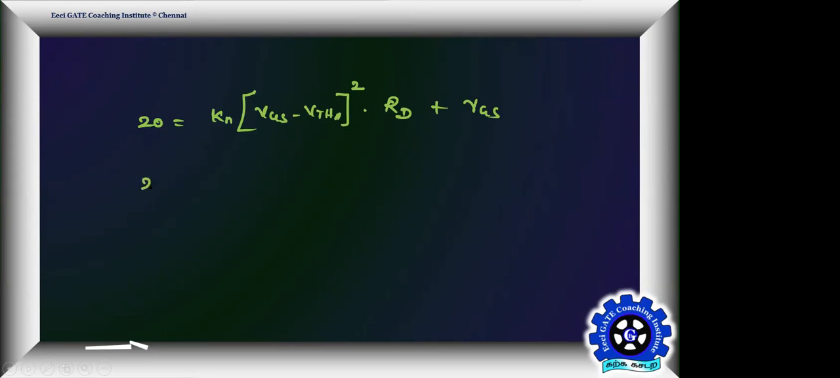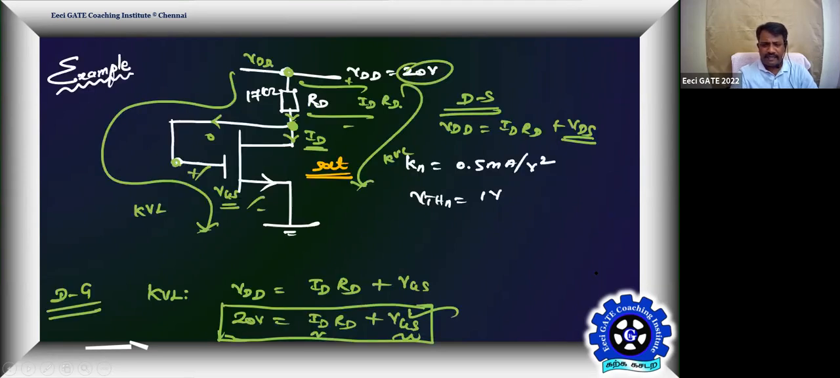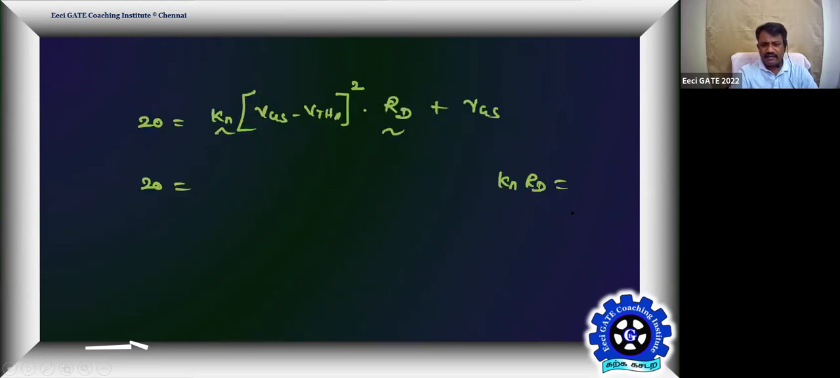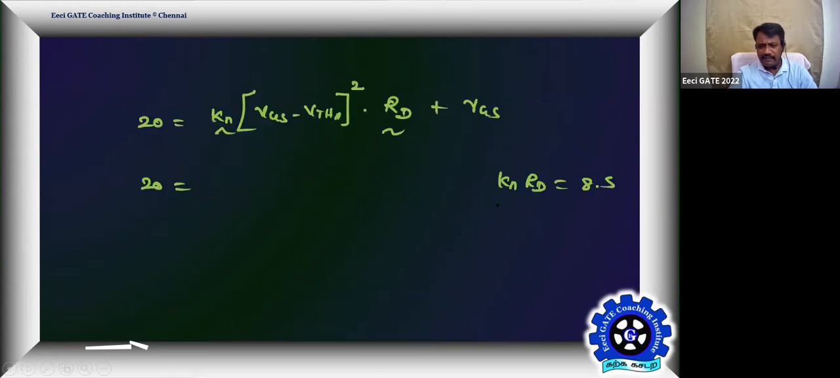Then this 20 is equal to what is Kn into RD? What is Kn for this case? 0.5 milliamps per volt square. RD is 17. So 17 into 0.5, half of 17. How much? 8.5. Correct? See that milli and kilo will get cancelled. So 17 is in kilo ohm and this is in milli, so milli and kilo will get cancelled. So 17 into 0.5, I'm taking that number as 8.5. Correct?